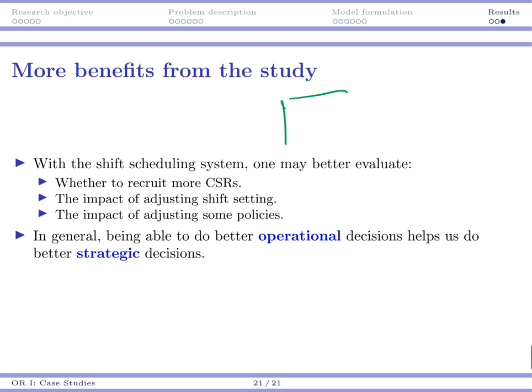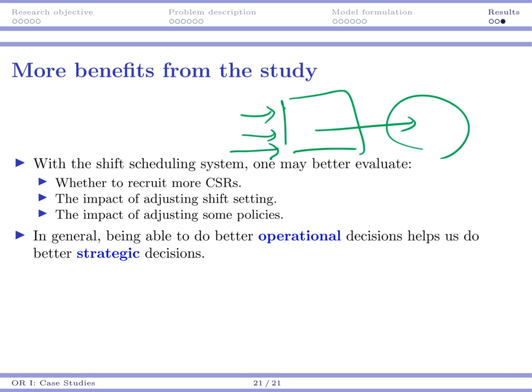Because with a model, you just input different things, and the model is going to tell you what's going to happen in the most efficient way. So we may evaluate the impact of the policy changes before we really do the execution. That's also beneficial. So in short, being able to make better operational decisions almost always helps us make better strategic decisions.